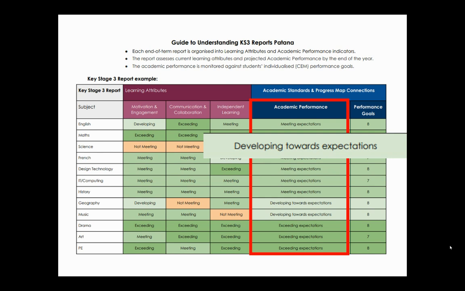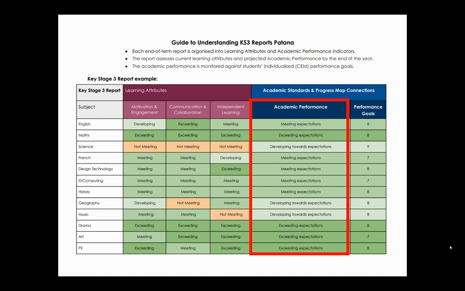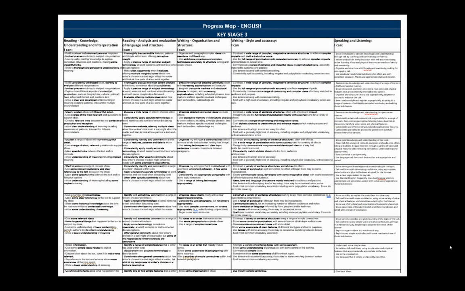The academic performance indicators are projected assessments. They are based on the teacher's holistic professional judgment on where they believe each student will be at the end of the academic year. Teachers use a progress map to help them with this. Progress maps are an in-class assessment tool that describes the learning journey from Year 7 through to Year 9. There will be a separate video to explain this in more detail.